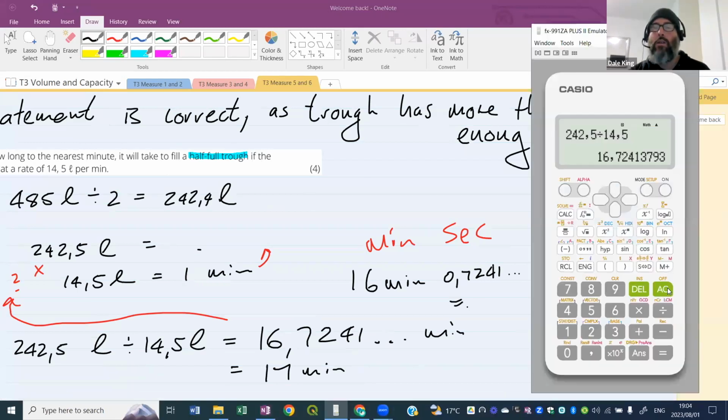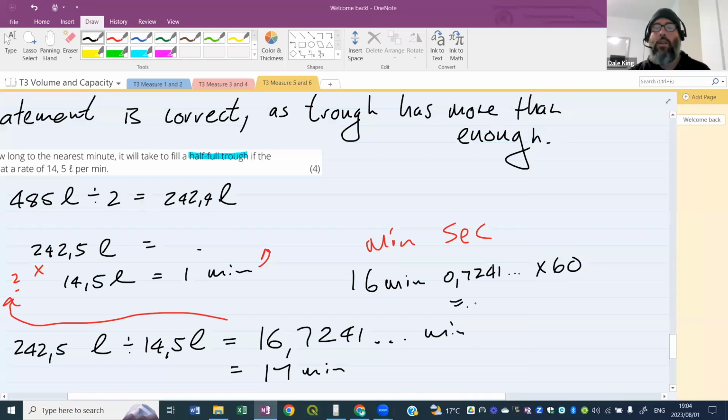Let me just quickly show you. So minus 16. There's our decimal. Times it by 60. So it's 43 seconds. If the question asked for minutes and seconds, you would take the decimal portion, 0.7241, and times it by 60, because there's 60 seconds in a minute. But this question doesn't need that. You got it, Mohammed? Thank you, sir.